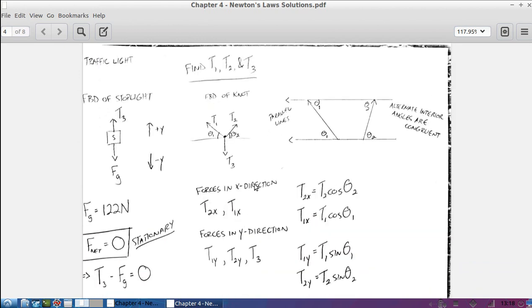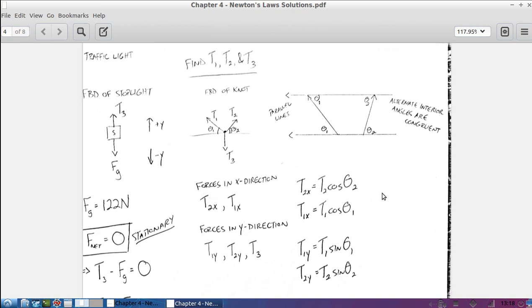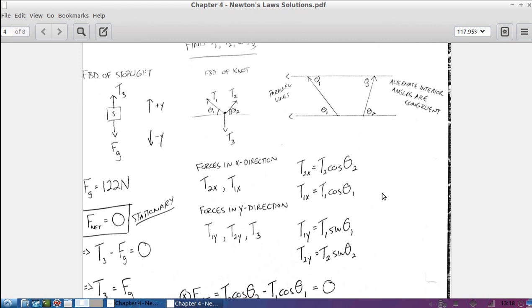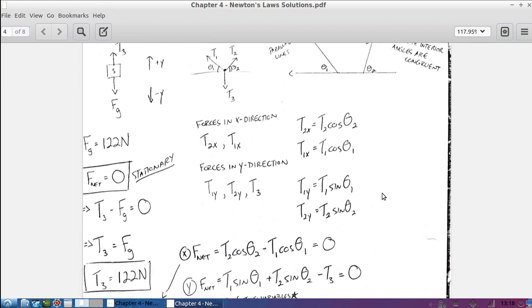So now that I've got forces in the x and the y direction, I actually have to write Newton's second law in the x and the y direction. So I'm going to write two separate forms of Newton's second law. First thing I do is I resolve T1 and T2 into its x and y components. All right. So the x component of T2 is T2 cosine theta 2. The x component of T1, T1 cosine theta 1. Similarly with the y components, T1 in the y is T1 sine theta 1. T2 in the y is T2 sine theta 2.